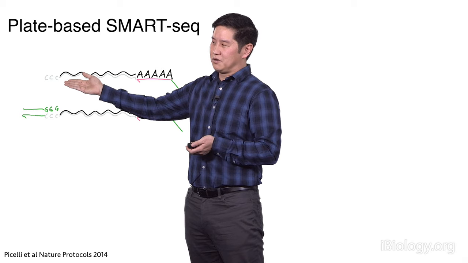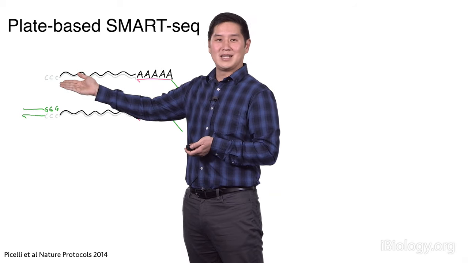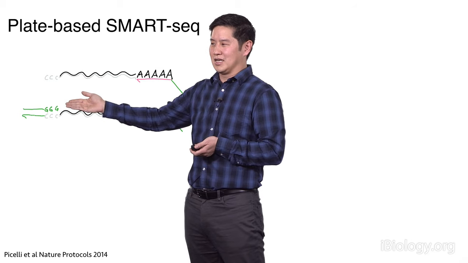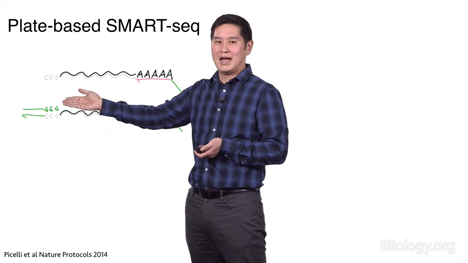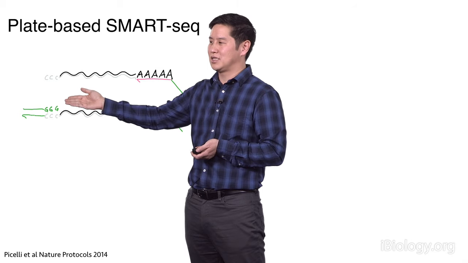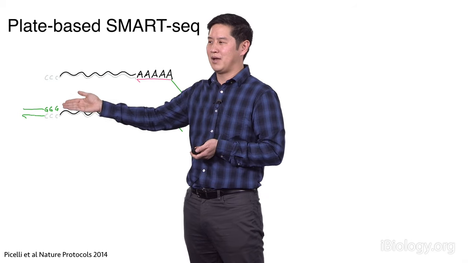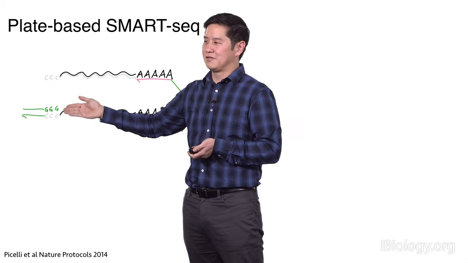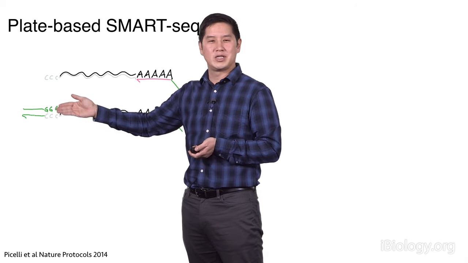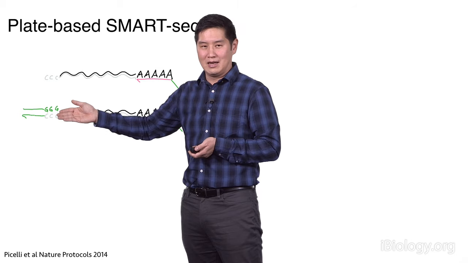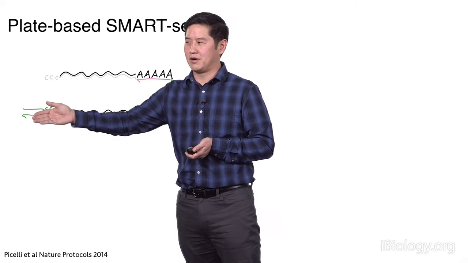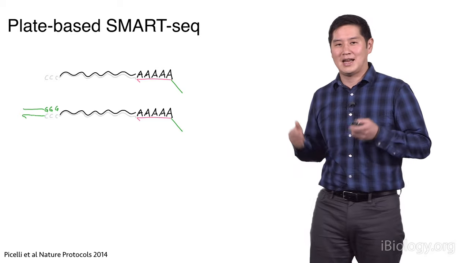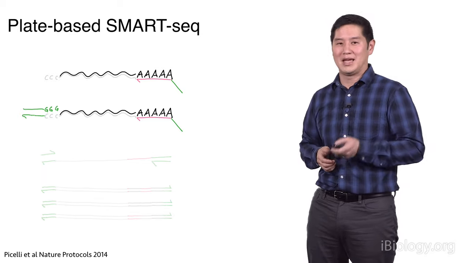And at the end, with certain reverse transcriptases, they'll add a couple of non-templated C bases. These C bases are used in conjunction with a template switch oligo that has Gs at the end. So this template switch oligo hybridizes onto these non-templated Cs that got added, and the reverse transcriptase is able to use this template switch oligo as a template for further polymerization. And in the end, you wind up with a cDNA that has PCR handles on both ends.